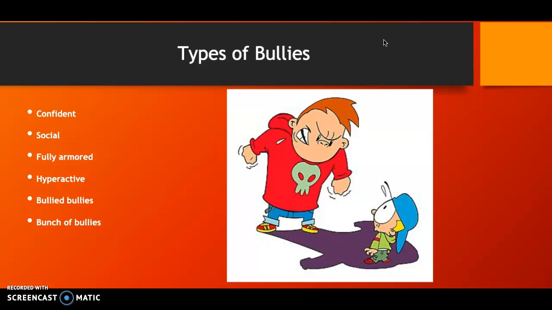There are also fully armored bullies. This kind of bully shows little emotion and will bully when no one can see them or stop them. It's also the hyperactive bully. This bully has problems with academics and social skills and will often bully someone, then place the blame onto someone else. There's also the bullied bully.